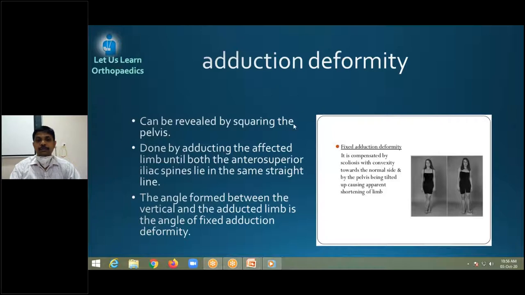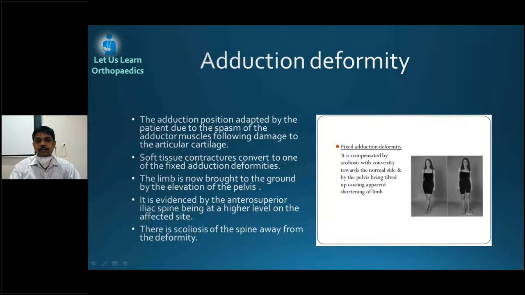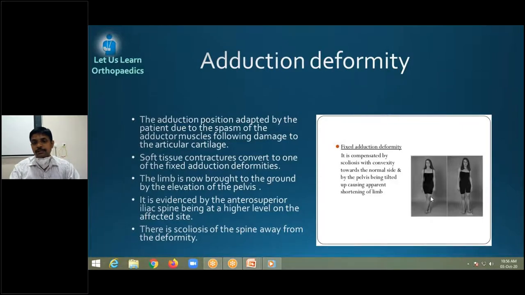So how will you square the pelvis? You have to position the limbs at the same level. If you see these images, in the first image, the lady's left leg has been adducted. This is the pathological hip. The left side is the pathological hip. The leg has been adducted because of the contraction of the medial side muscles. So the anterior superior iliac spine is on a higher level.